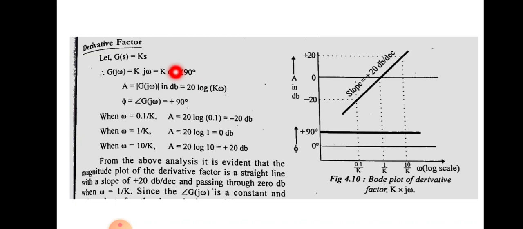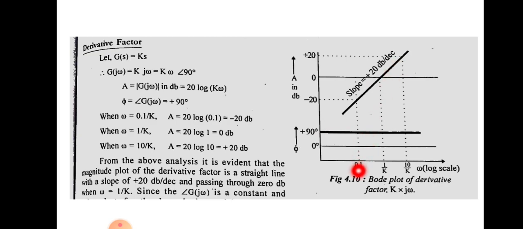In this case, the magnitude is k omega, that is, in decibel value, 20 log k omega. The angle will be 90 degree, a constant value that does not depend upon the omega value. We can plot this magnitude against log omega for different values of omega. Suppose we put omega equal to 1 by k, then the magnitude will be 0. If we put omega equal to 0.1 by k, then the magnitude will be minus 20 dB. Similarly, we can put different values of omega and we will get the graph like this.